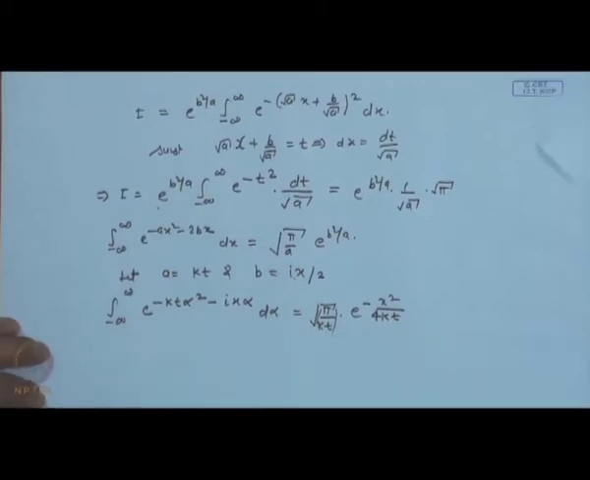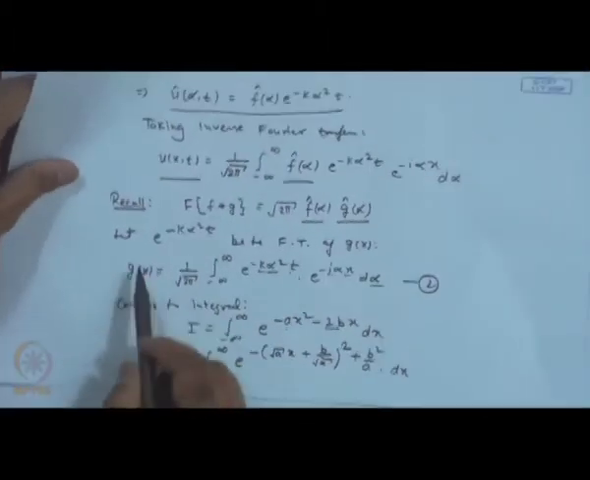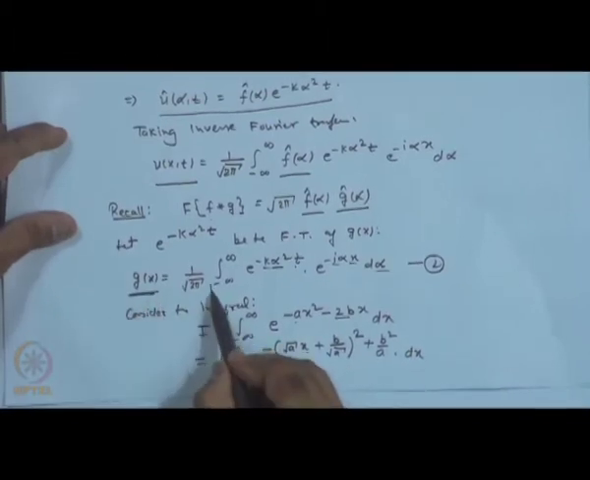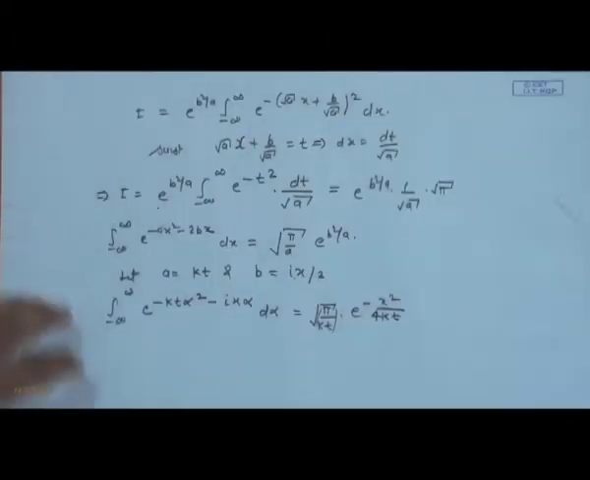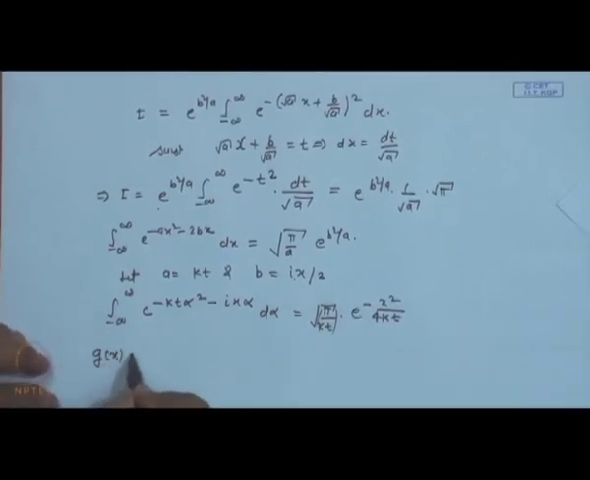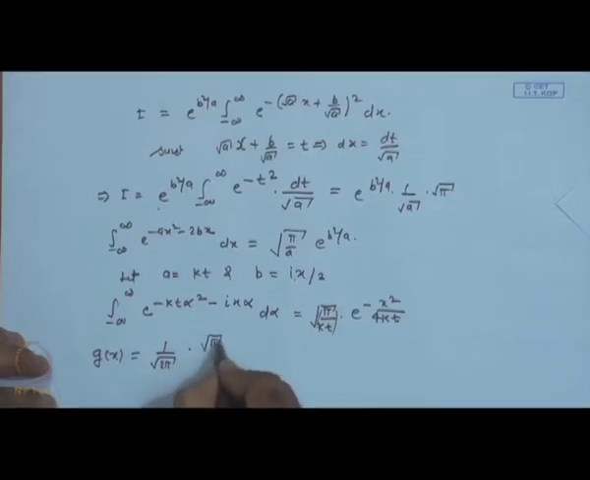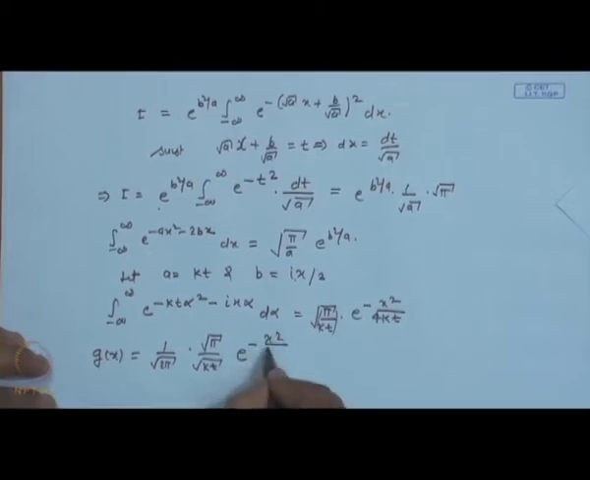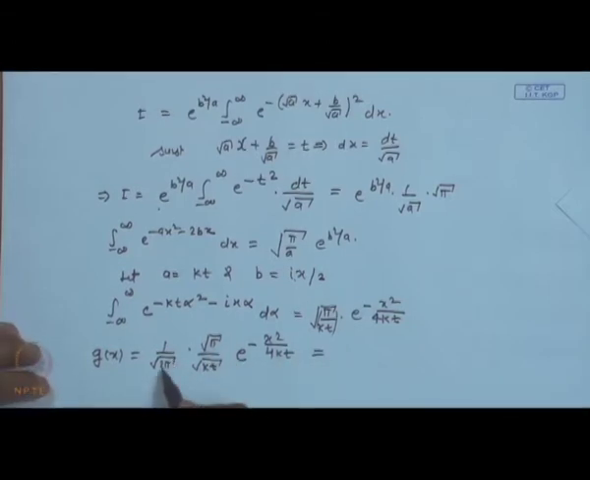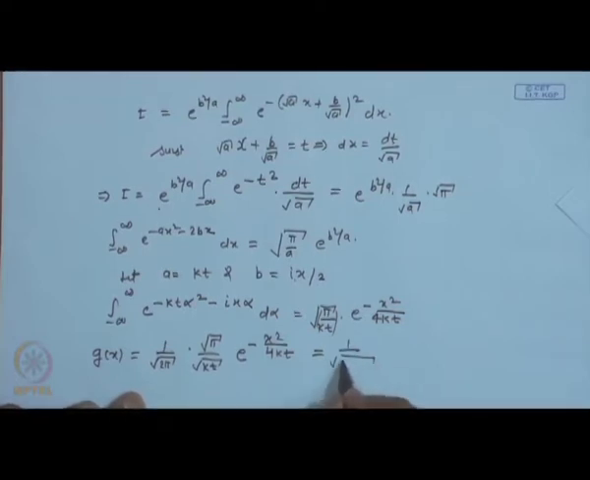So, now we go back to this integral g(x) in equation 2. This we have evaluated, and 1 over square root 2 pi will come. So, our g(x) is 1 over square root 2 pi, and we have square root pi and square root 2kt. We simplify this, the square root pi will cancel out, and we have square root 2kt from here, and we have e to the minus x square over 4kt.